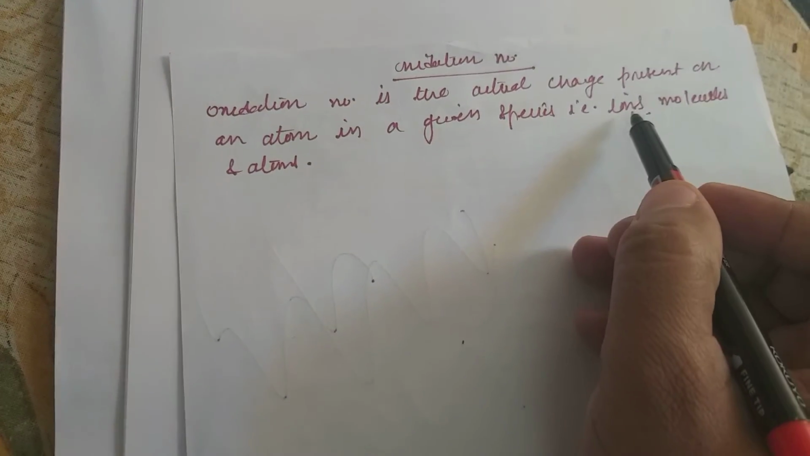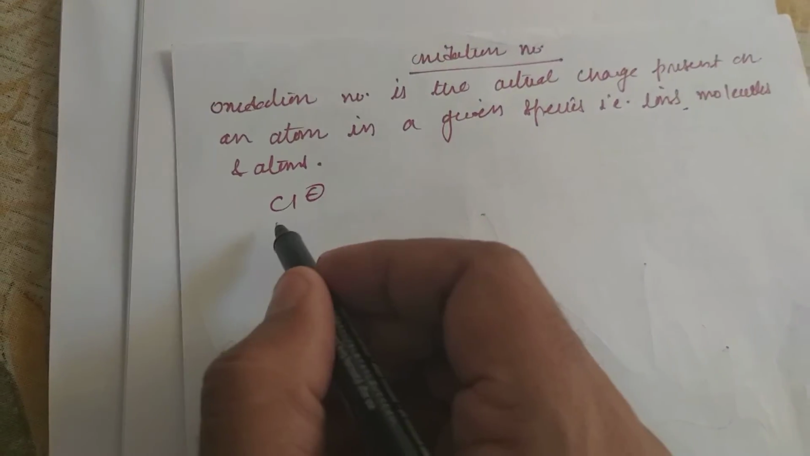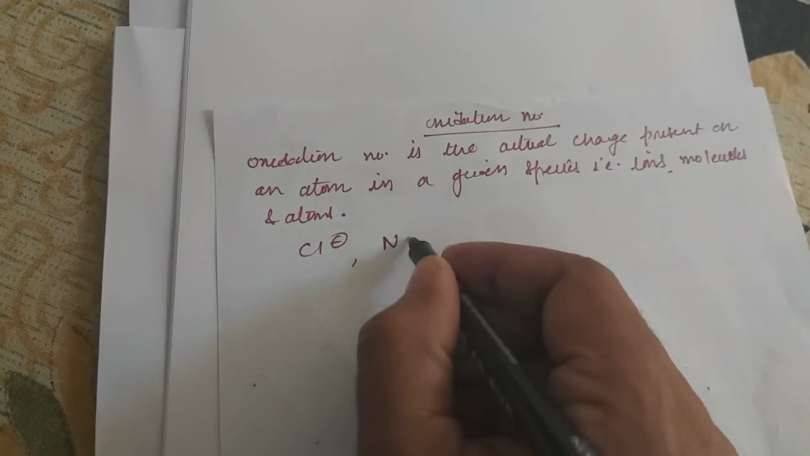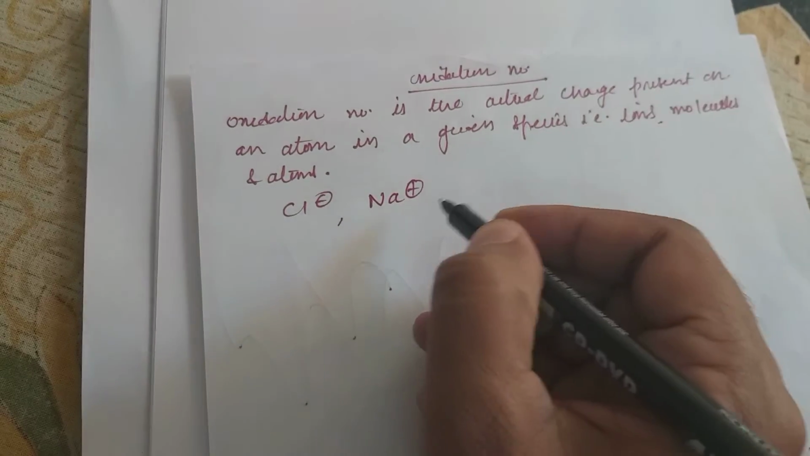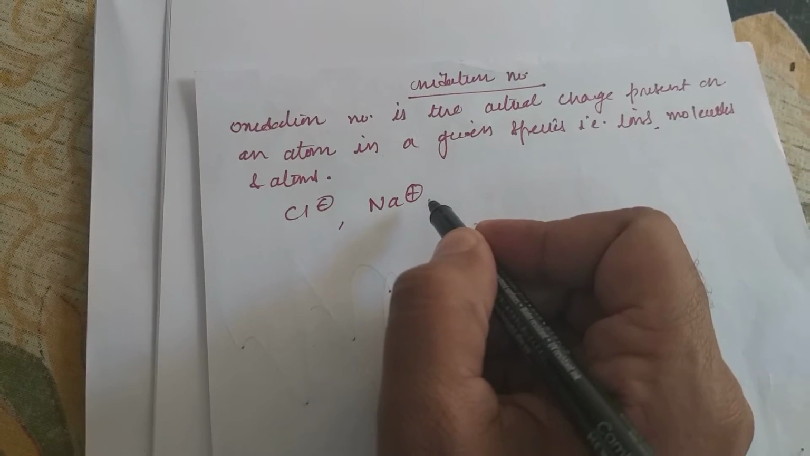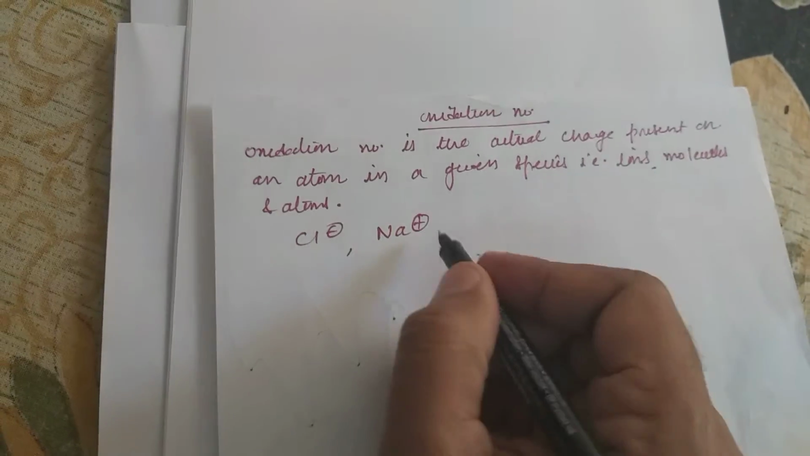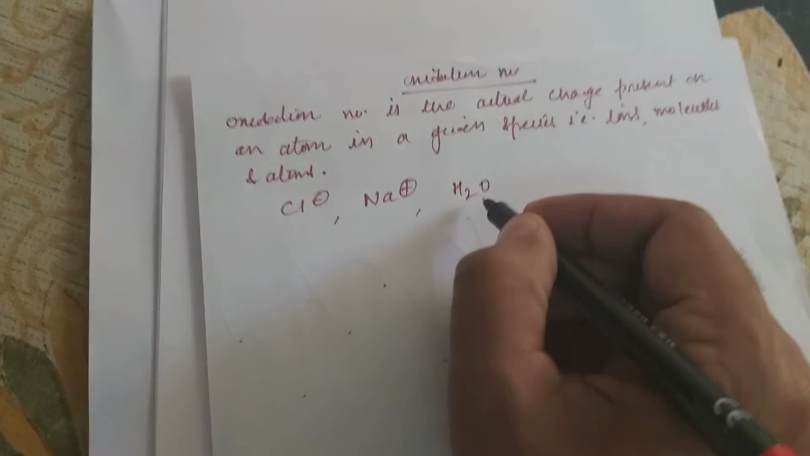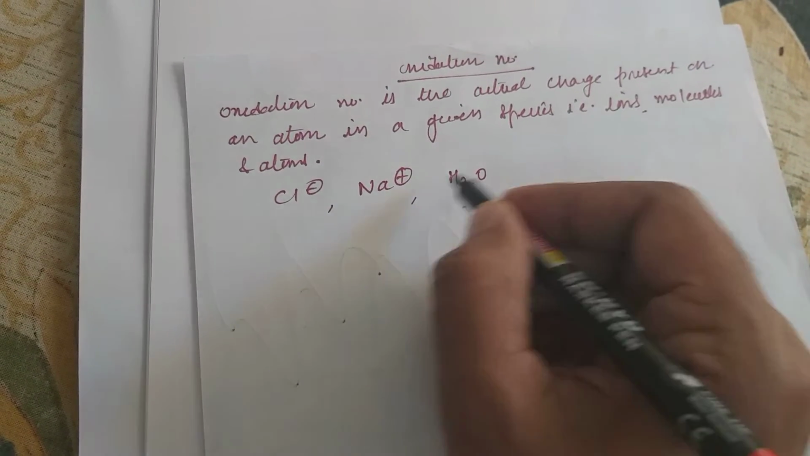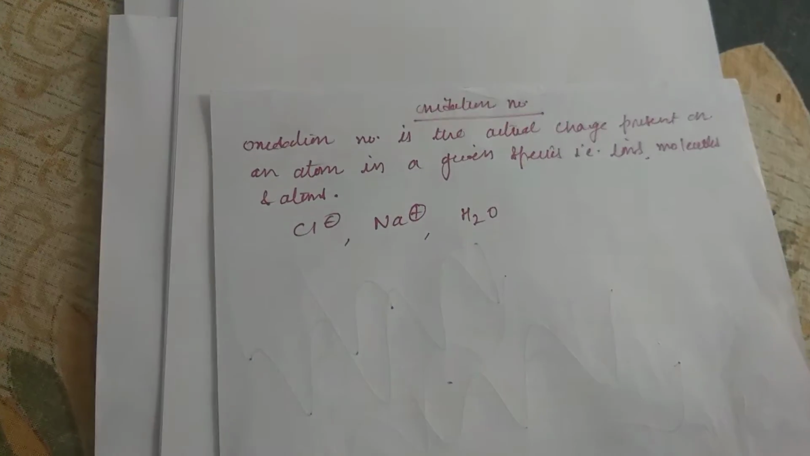When an ion is there, suppose that is Cl minus, what is the actual charge present on Cl in this ion? That is known as oxidation number. In the same way, suppose that is Na plus. Again the same thing is there. The actual charge present on this sodium ion is known as oxidation number. In the same way, in H2O, the actual charge present on oxygen or hydrogen is known as oxidation number. So this is the meaning of oxidation number.